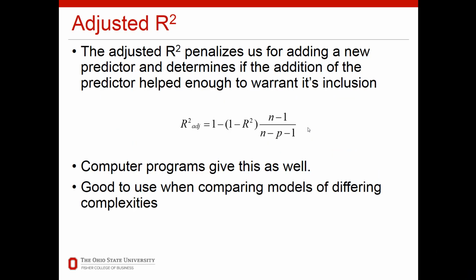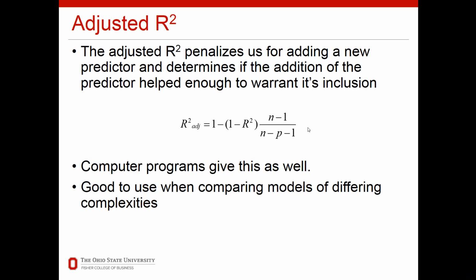The adjusted r-squared, here's the formula. I don't expect to ever make you calculate this. But the adjusted r-squared simply says, all right, fine. R-squared goes up. You get more explanatory power when you put something into the model. But every time you put something in the model, I'm going to charge you for it. It's going to cost you. I'm going to take a little bit of your r-squared away.